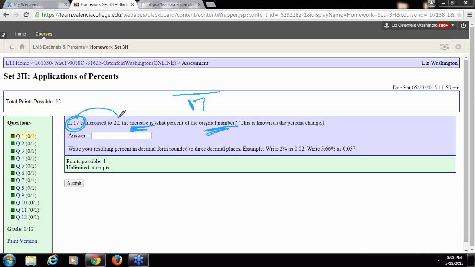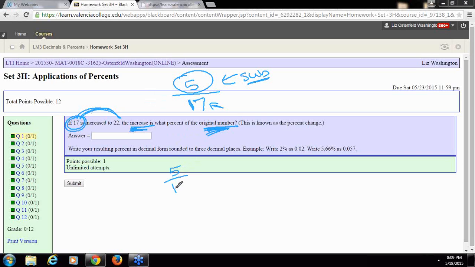Now, what I want to know is, well, how much did it actually increase by? How many units did it actually increase by? What do you guys think? If it was 17 and it increased to 22, exactly 5. So basically, you're going to subtract those two numbers to find the number here. Okay? And then you have to look at the problem to see what should you be dividing by. If it says what percent of the new number, I would have put 22. But since it said what percent of the original, I put the original.